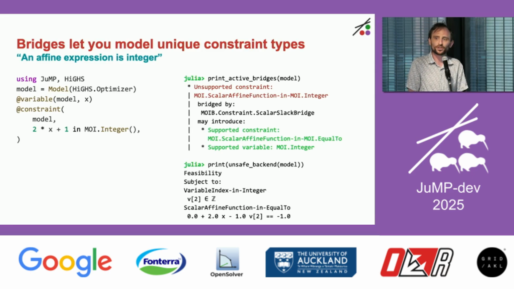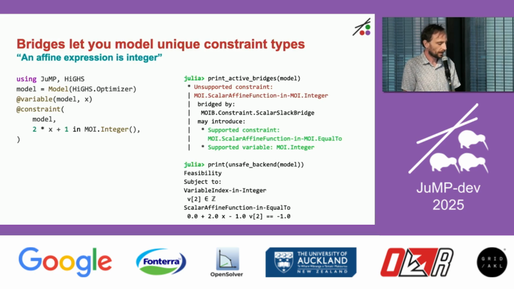Typically what you might do is go away and say, hey, I know how to reformulate this by hand. I need to introduce a new decision variable y, and I need to say that 2x plus 1 is equal to y, and then y is an integer. Behind the scenes, that's exactly what this scalar slack bridge does. It does it underneath inside MOI.